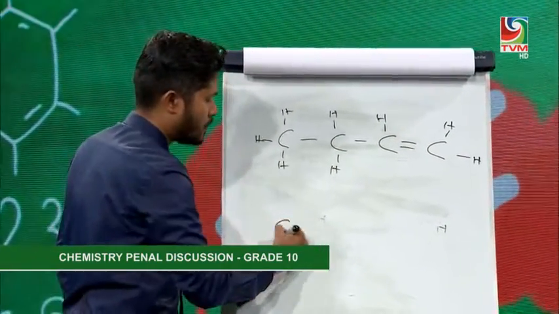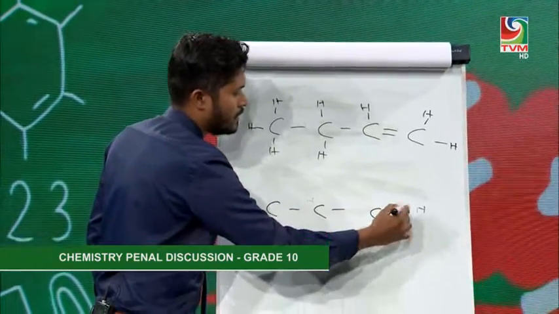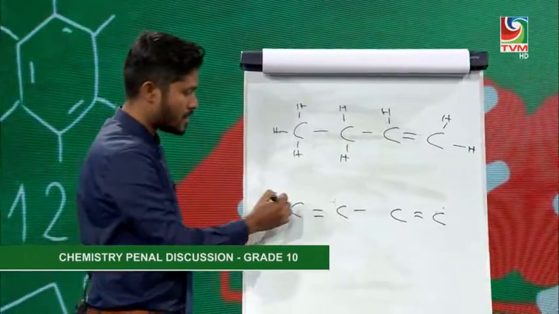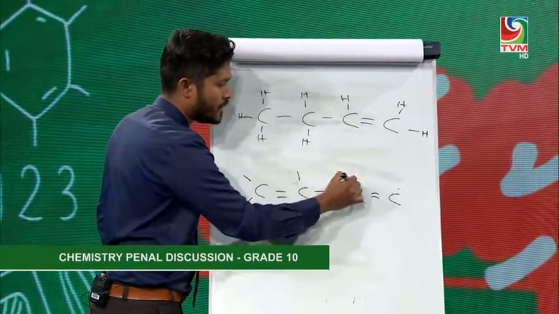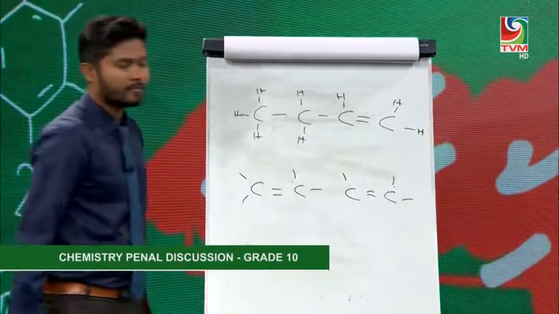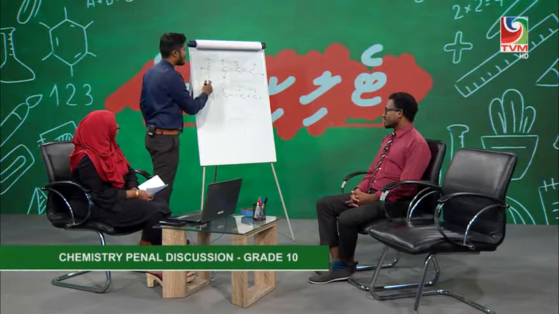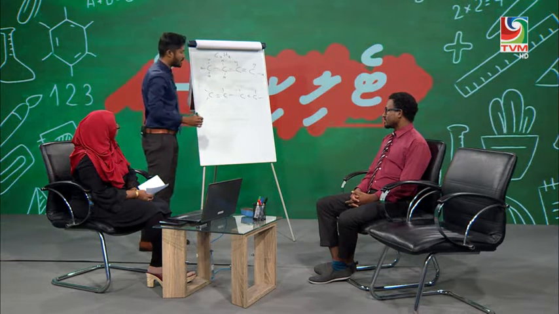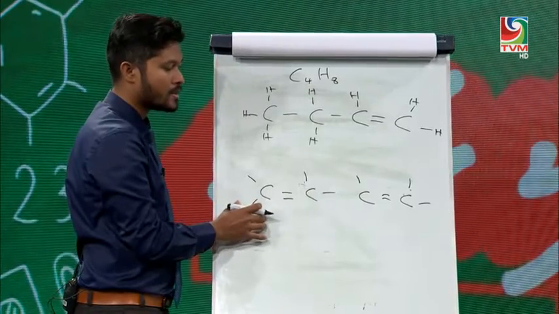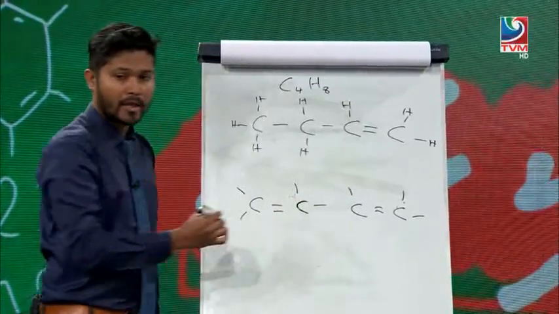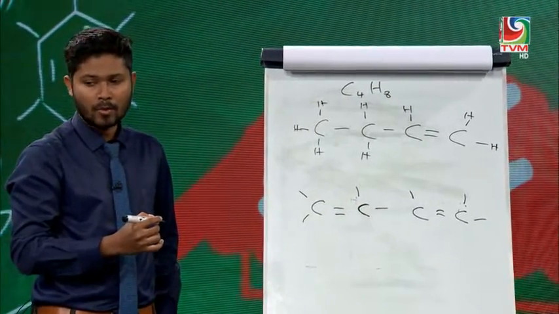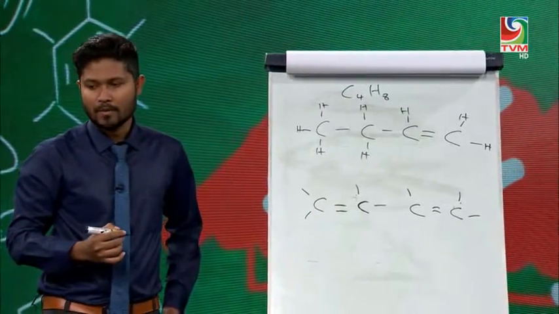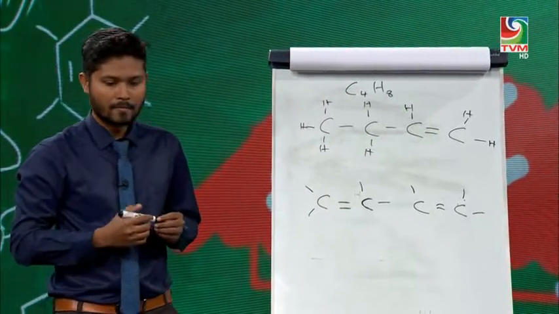But if you draw the structure of a diene, it contains 2 or more double bonds. That means the number of hydrogens may differ. As you can see, this one has 4 carbons and 8 hydrogens. But the number of hydrogens here is less, because each carbon can accommodate a maximum and minimum of 4 bonds. So when we introduce a carbon-carbon double bond, the number of hydrogens will be less. Okay? Good.